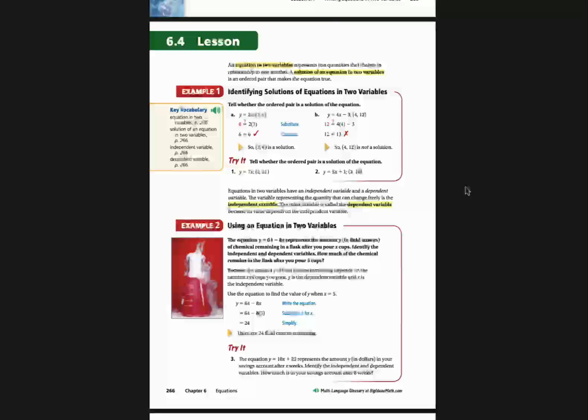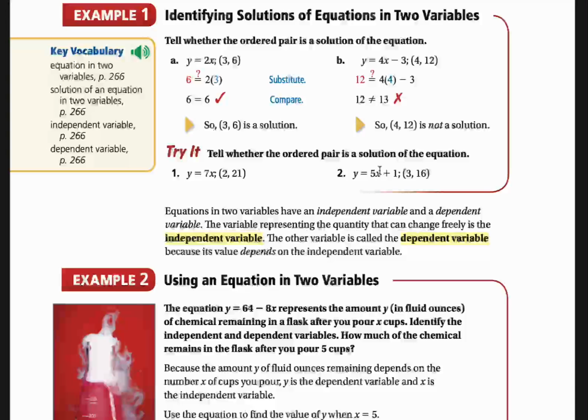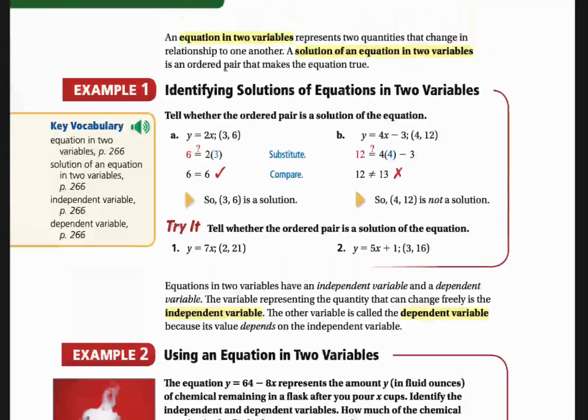Okay, my heroes, we know already equations with one variable. So what about equations in two variables? So we are using two letters in the same equation. So the two variables, if we use an equation in two variables, they are two quantities that change with the relationship in each other.